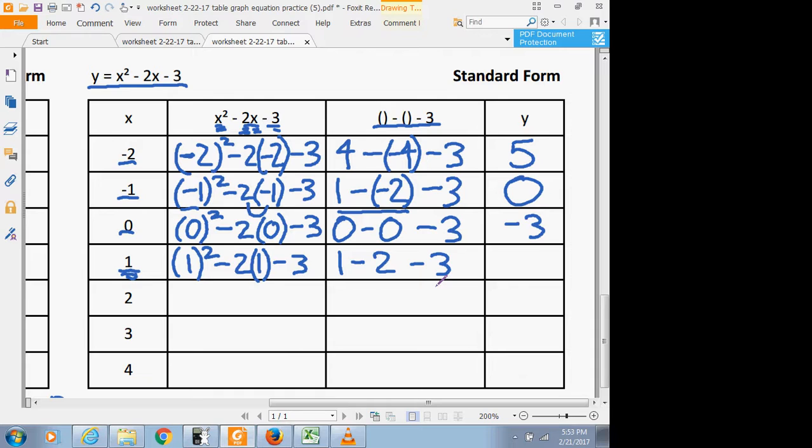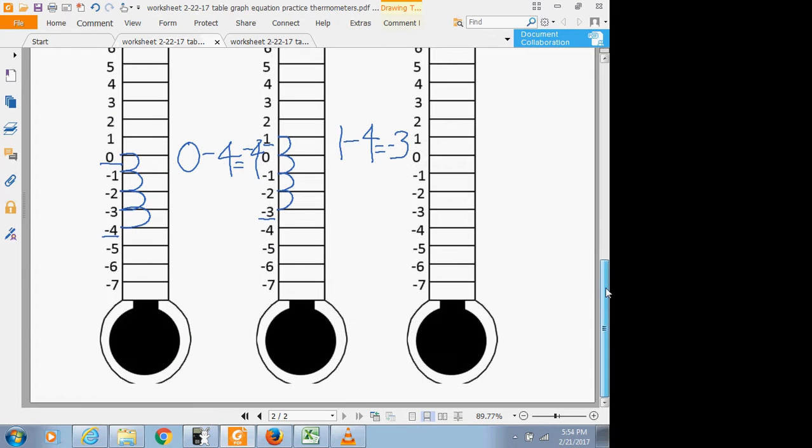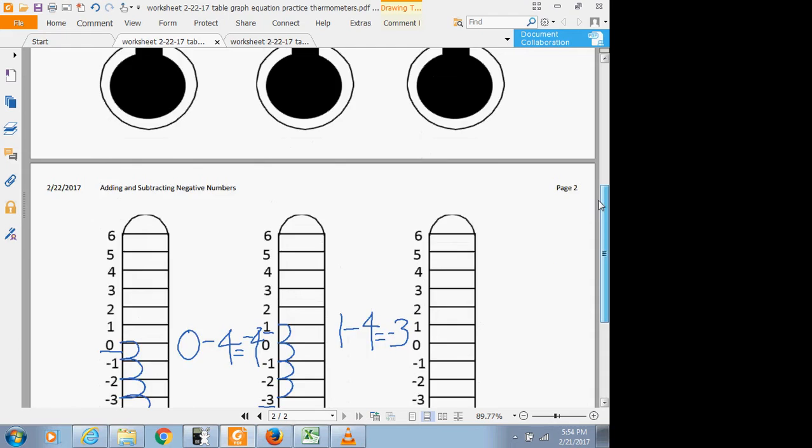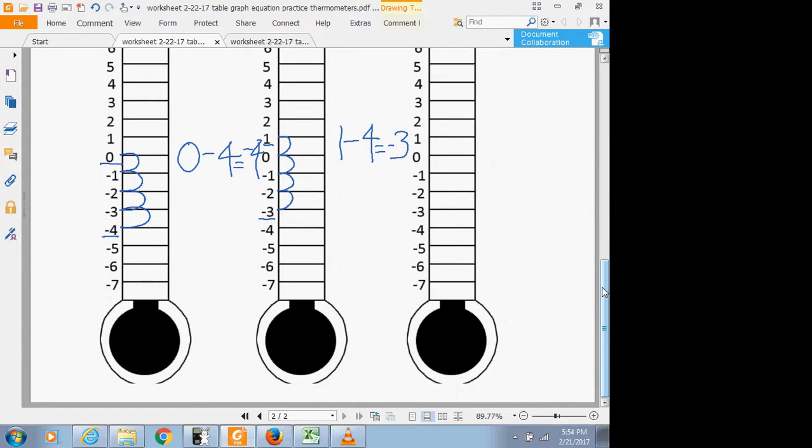I am going to go to my thermometer, though, to think about this. 1 minus 2 minus 3. So my thermometers. Am I out of thermometers? No, I've got one more thermometer. 1 minus 2. I start at 1. And then I go down 1, 2. I get negative 1.